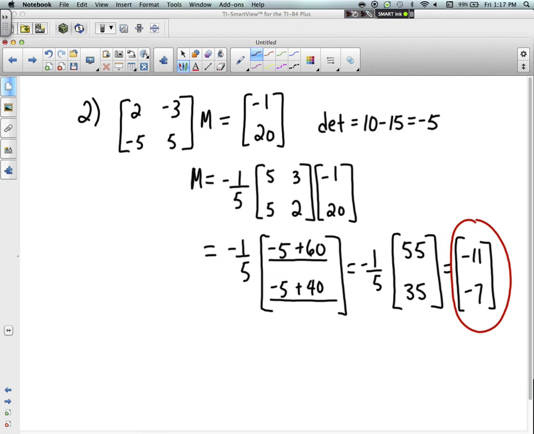And that's really it. So if you're starting out with a matrix equation, your final answer is going to be in matrix form. In the next video, we're going to look at how we convert a system of equations over into this matrix equation as an option for solving a system.